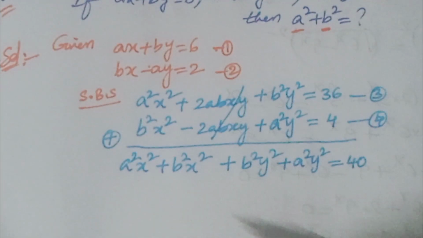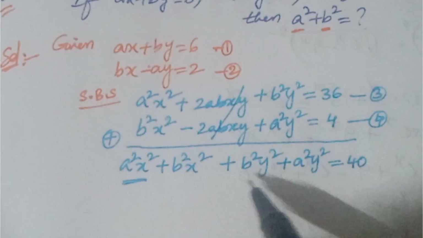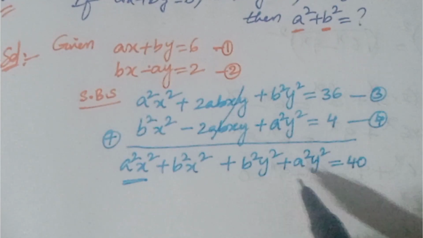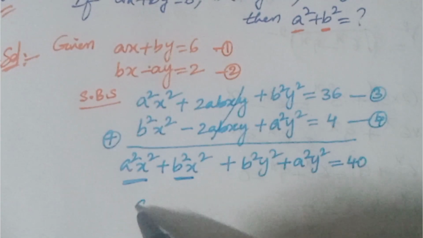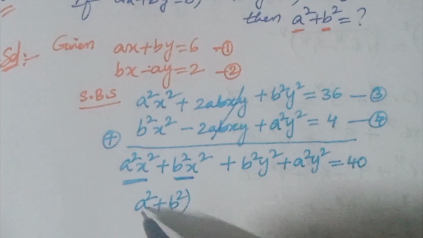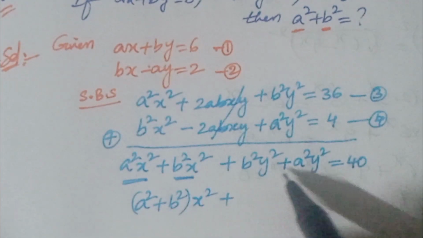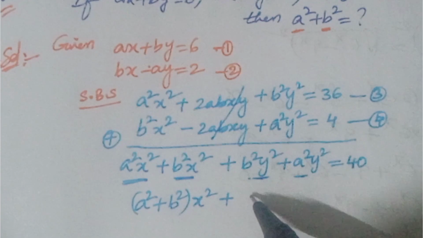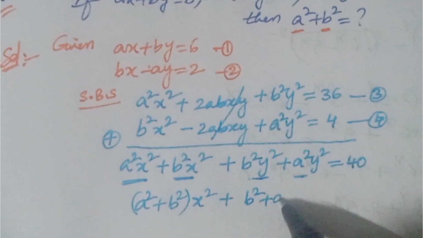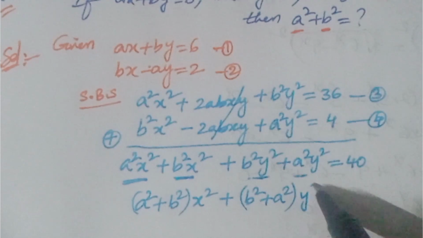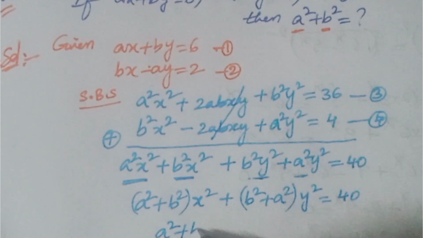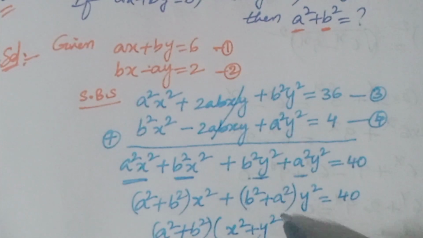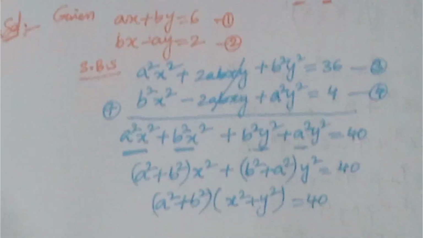So here you can take common. Here x square you can take common, and here y square you can take common. So a square plus b square into x square plus, what is common here? b square plus a square into y square is common, equal to 40. Now a square plus b square is common in both. Bracket x square plus y square is equal to 40.